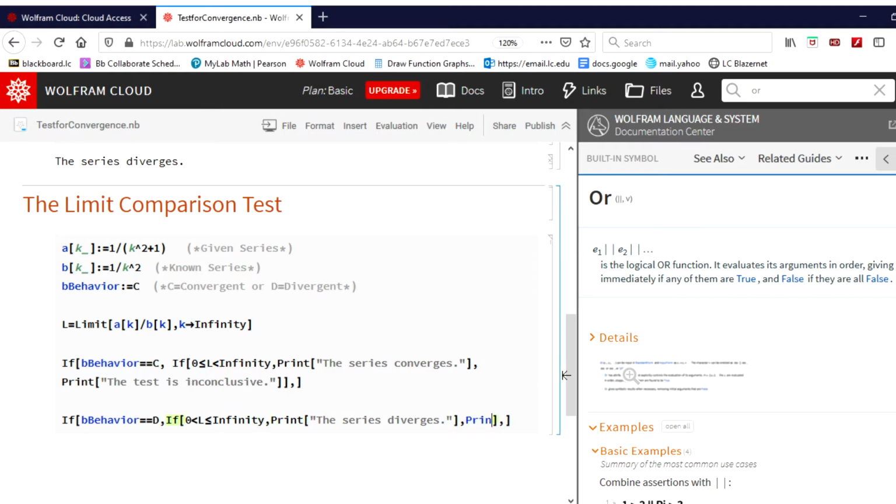Whereas if that doesn't happen, as with the first case, right, we go back and say the test is inconclusive in value, right? The test doesn't really tell us much. And we have to go back and try some other alternative test. Right? Folks, this is the limit comparison test. Now let's see what we get as output here.